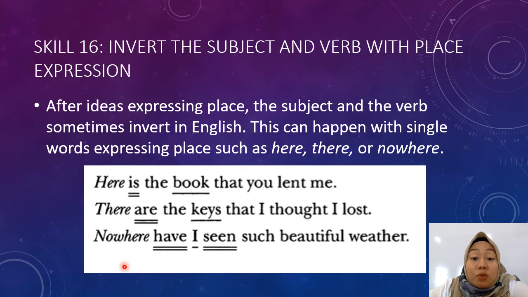Okay, the same goes for nowhere. Here we have nowhere, and after that we have the verb and then followed by the subject. Here we have the phrasal verb. Remember, if we have a phrasal verb, we only move one verb. The other is still after the subject. So we have nowhere have I seen such beautiful weather. Have seen is the phrasal verb. We move have only. So nowhere have I seen such beautiful weather.